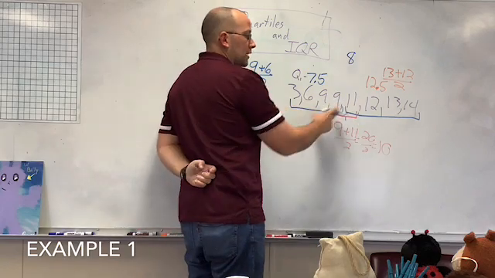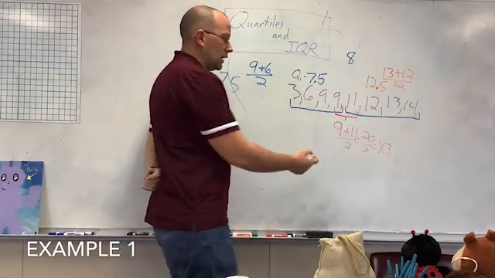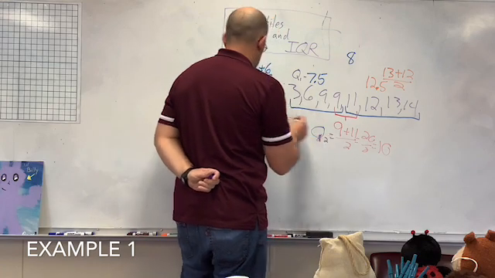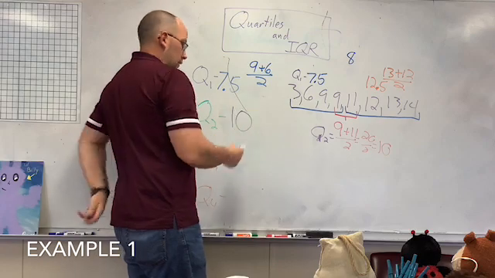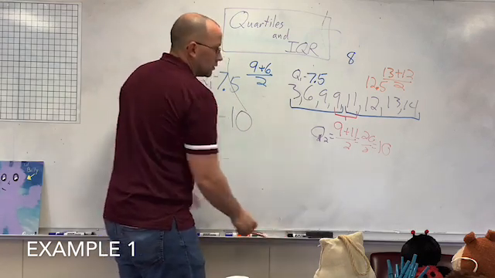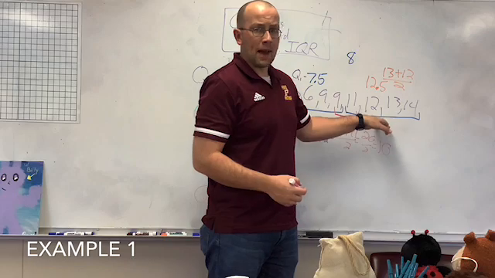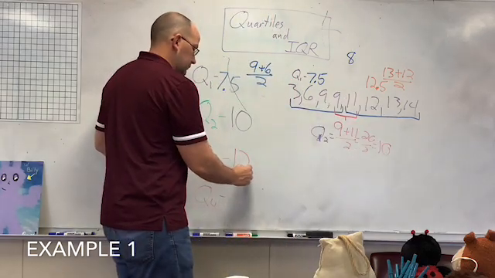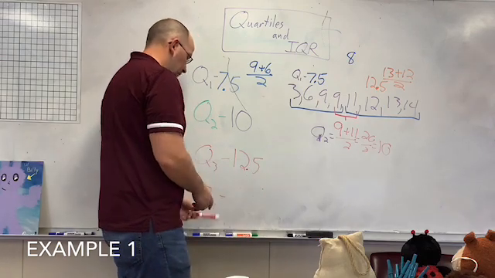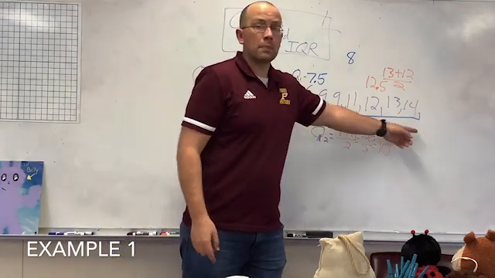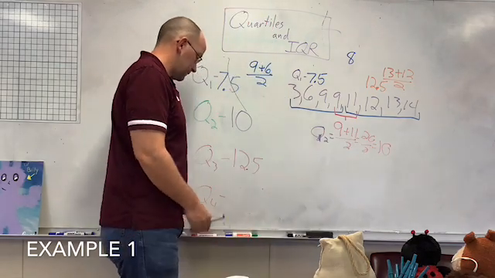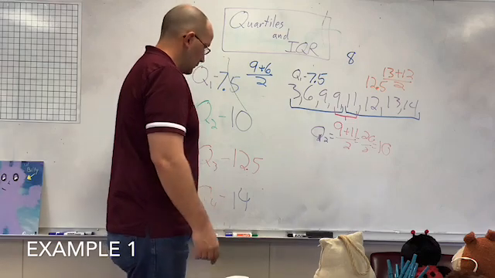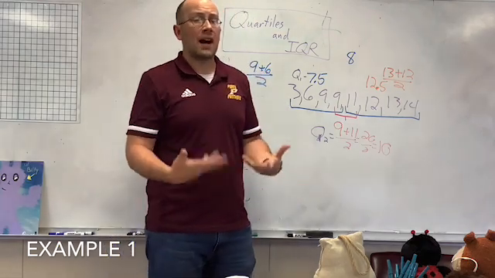Our second quartile is always the median of the whole, which is 10. Our third quartile is the median of the back section, which is 12.5. And our final quartile is just our biggest number. In this case, it's 14. And that is how you find quartiles.